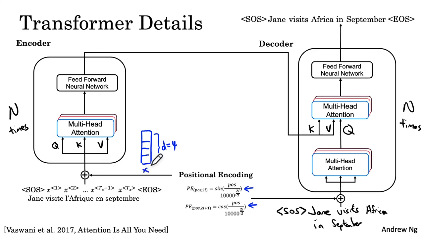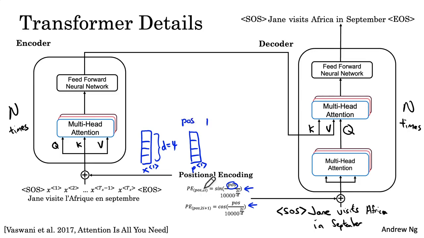So x1, x2, x3, let's say those are 4-dimensional vectors. In this example, we're going to then create a positional embedding vector of the same dimension, also 4-dimensional, and I'm going to call this positional embedding P1, let's say, for the position embedding of the first word, Jane. In this equation below, pos, position, denotes the numerical position of the word. So for the word Jane, pos is equal to 1.